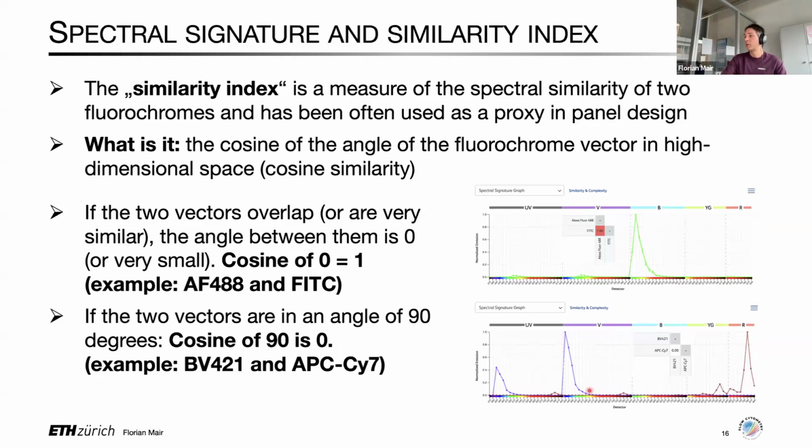And here you can see that their spectral signature is very different, which would mean if you were to sum up all the vectors across all these detectors and then make the angle between two of them, then the angle would be 90 degrees. And if you do the cosine of 90, it means it's 0. And that's a similarity index of 0. And that also tells you that all the similarity index tells you is basically the overall spectral similarity or dissimilarity of fluorochromes. However, that doesn't mean you can use it as a proxy for panel design.